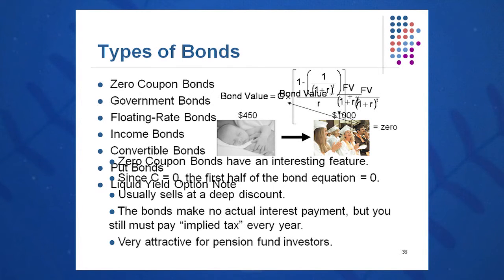Another type of bonds are zero coupon bonds. You may invest in these when you have a new baby, for instance. You may buy a $450 bond in this example. So it's a zero coupon bond. Think about it. In that big formula, what happens in a zero coupon bond? Well, the C in the middle of the formula is zero. There are no coupons to tear off. So it's a discount bond.